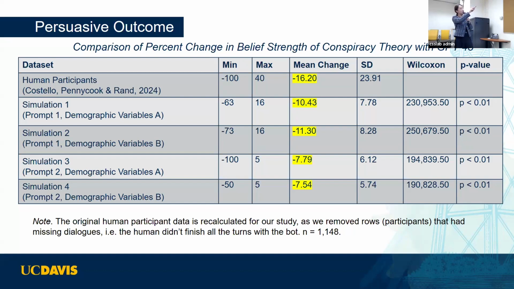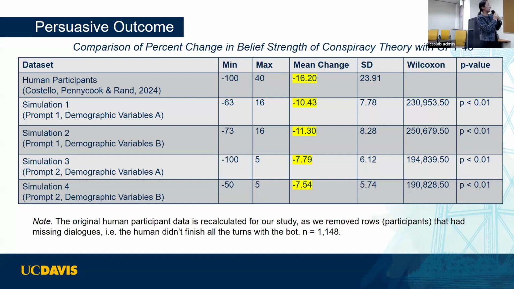So now we see simulation 1, simulation 2, simulation 3, simulation 4. Those are the 4 different simulation experiment studies we did with the GPT-4o model. And we saw that basically across the 4 simulations, all of these human large language models reported less change in conspiracy beliefs in comparison to the original human data set. Simulation 1, with the prompt with only demographic variables A, resulted in about a 10% difference. Simulation 2, with demographic variables B, had 11%.